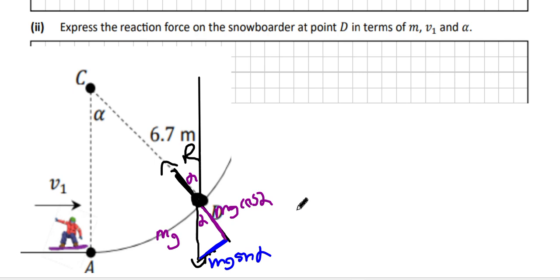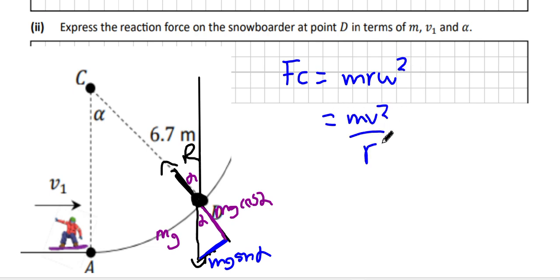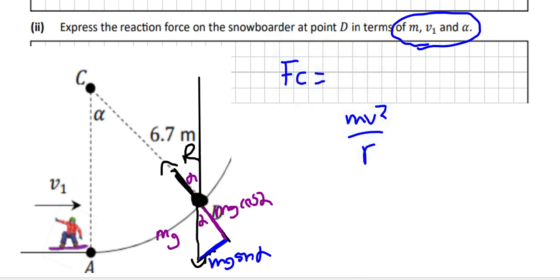Now, when we're talking about centripetal force, will I use mr omega squared or mv squared over r? Which one should you choose and why? And it mentions v, doesn't it? So there's your choice sorted. You know the reason why. Okay, happy enough with that?